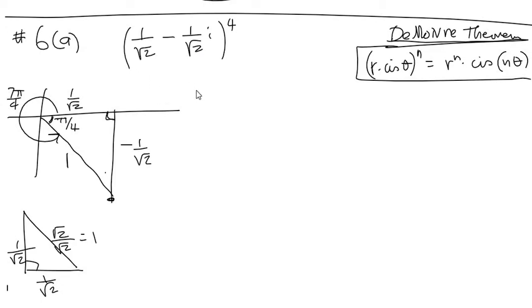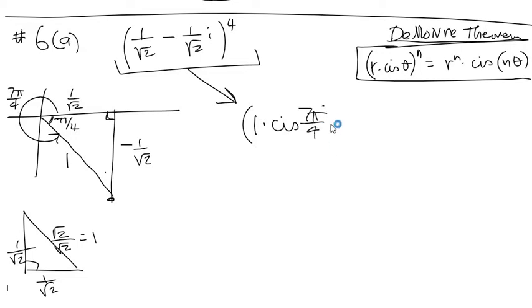So now that we've got the modulus argument form for this number right here, we can rewrite this as the modulus, modulus is 1, and the argument is 7 pi over 4, and we're raising this to the 4th power. All right, so following de Moivre's theorem here, we raise the modulus to the power, but 1 raised to any power is just 1, so we don't have to do anything with that.